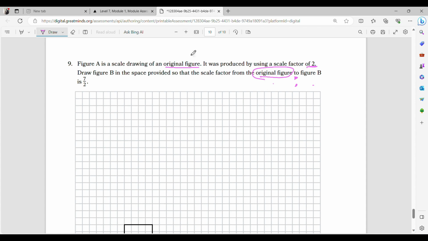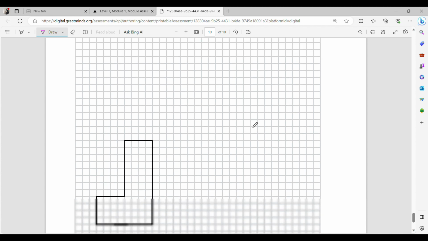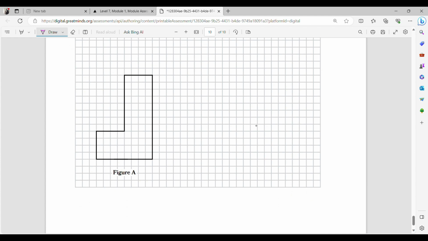Interesting. Alright, so first thing we're going to have to do is figure out the original figure, which had a scale factor of 2. Let's get it. So first let's figure out the sides. What is the length of this side? 1, 2, 3, 4, 5, 6, 7, 8, 9, 10, 11, 12. So this side is 12.